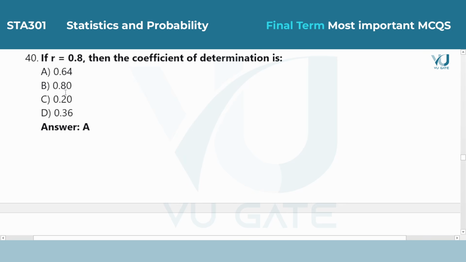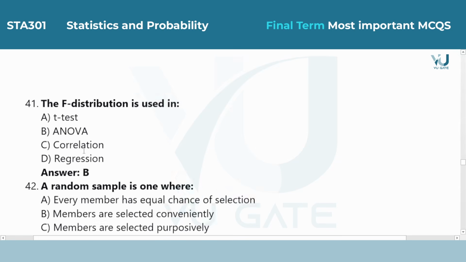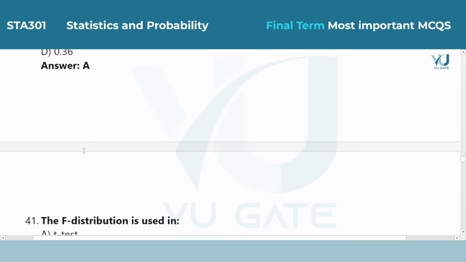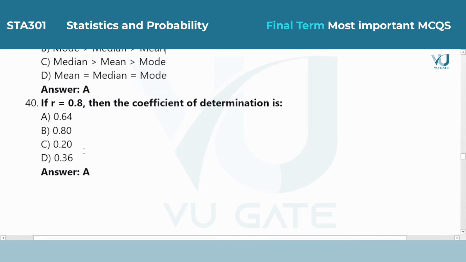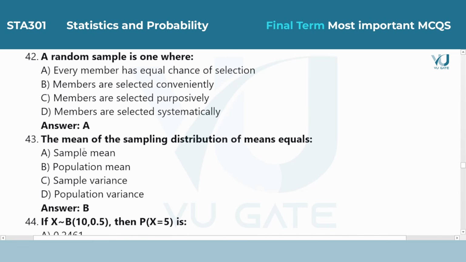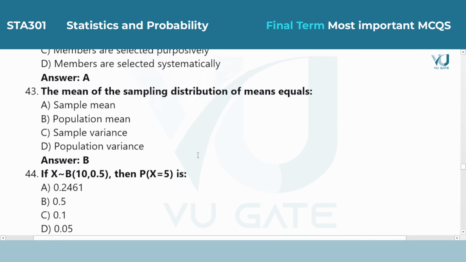Question: the F distribution is used in? Answer: B. ANOVA. Explanation: the F-test is the primary tool used in analysis of variance to compare the means of multiple groups. Question: a random sample is one where? Answer: A. Every member has equal chance of selection. Explanation: this ensures that every individual in the population has an unbiased probability of being included in the study.